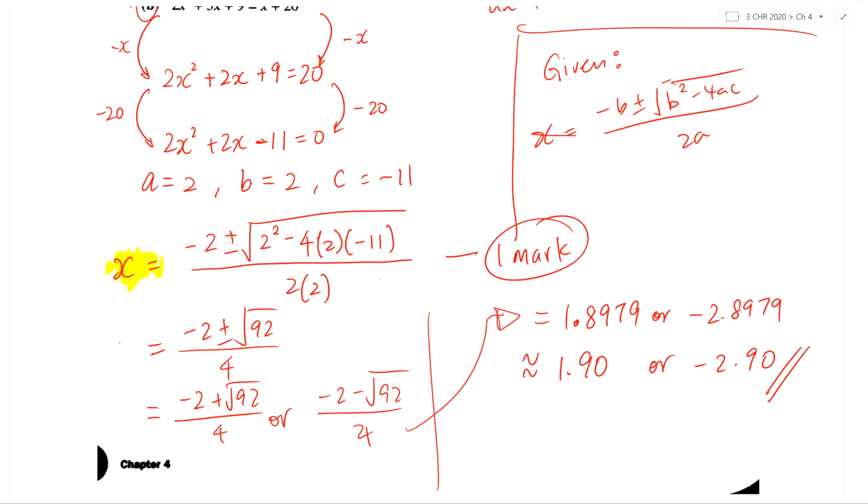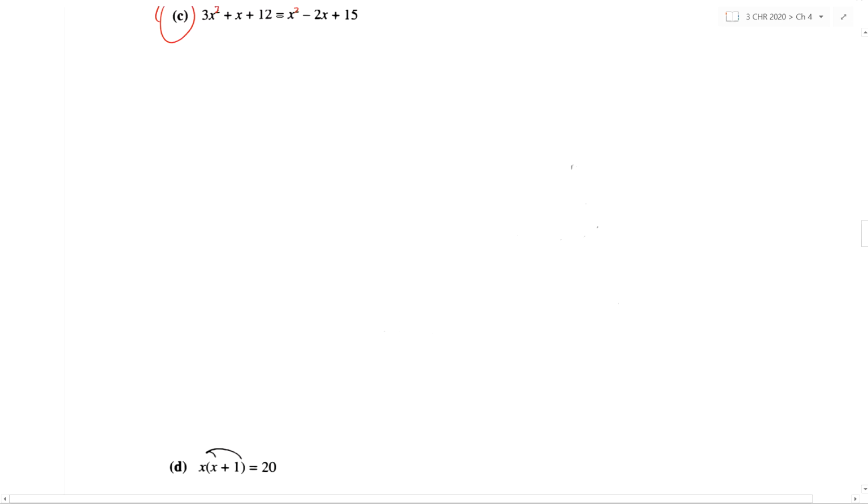Who got this correct? Okay, good. Alright, part C. I need it to be of the form ax squared plus bx plus c equals 0. Right hand side is currently not equal to 0. So what should I do to both sides right now? Minus x squared. We get rid of the x squared on the right hand side.